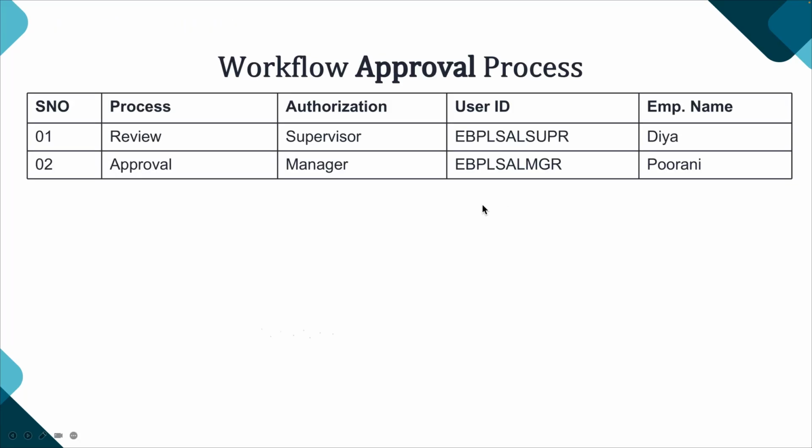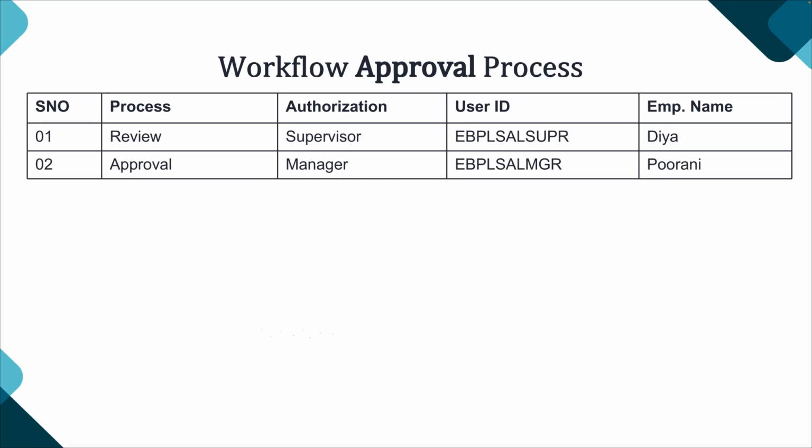So this slide holds your workflow approval process. Here we have two processes. One is reviewing the document, another is approving the document. After the document is created by the user, it will be forwarded for review to our supervisor, Dia, who will be reviewing the document. And then the document will move forward for approval to our manager, Purani, who will be the approver here. So this is how the workflow is going to be.